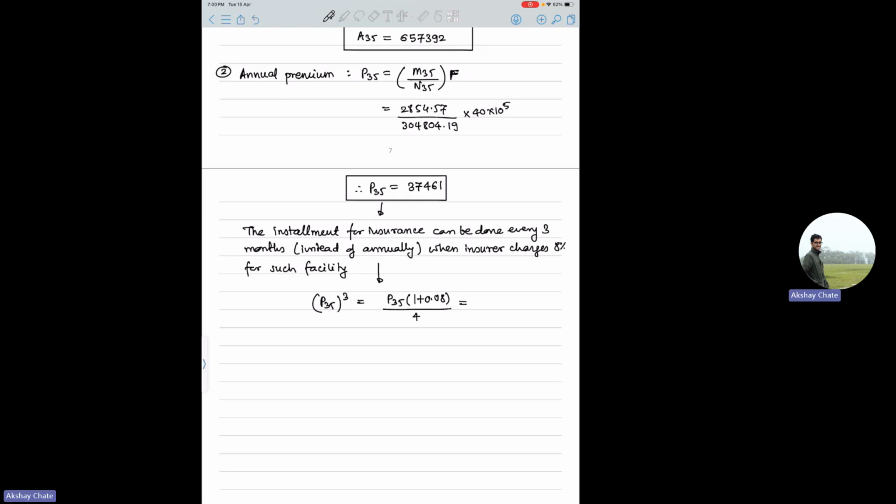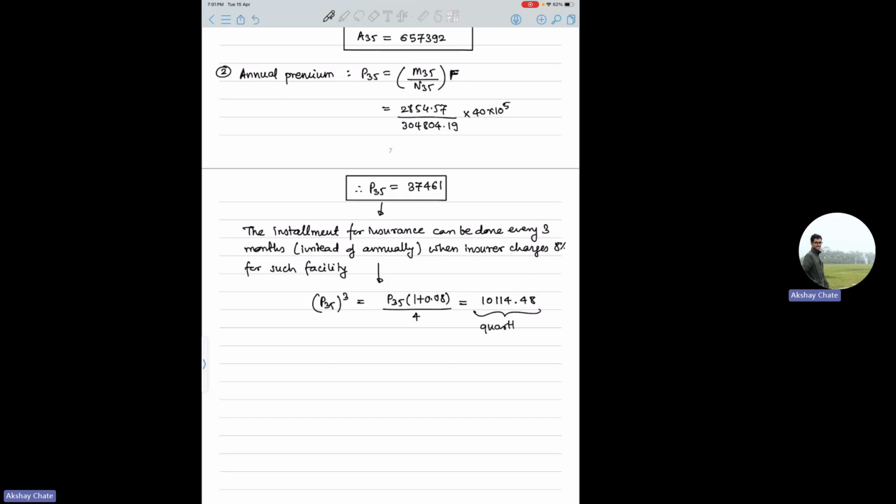So that means, answer into 1.08 divided by 4. So that will give you 10,114.48.